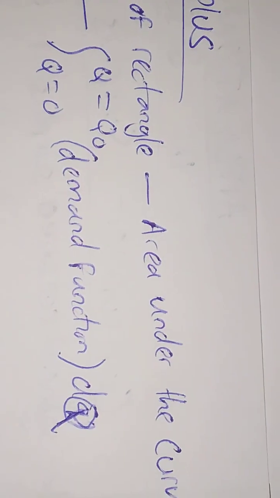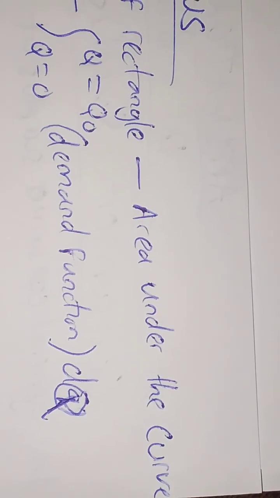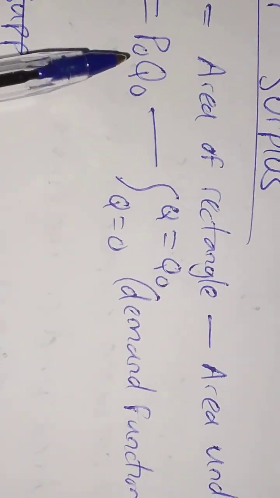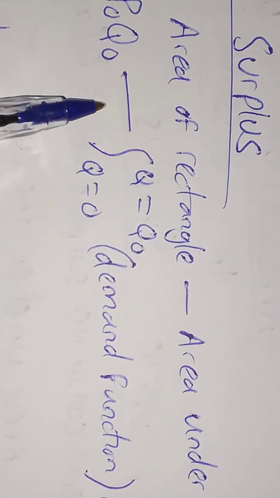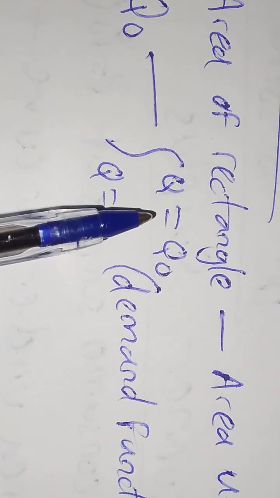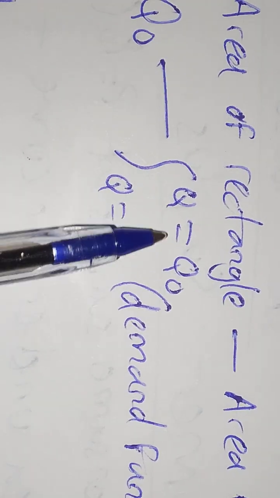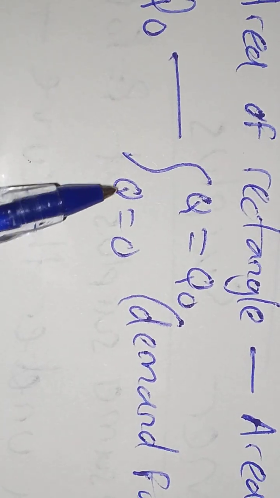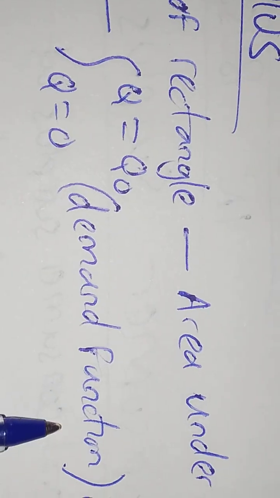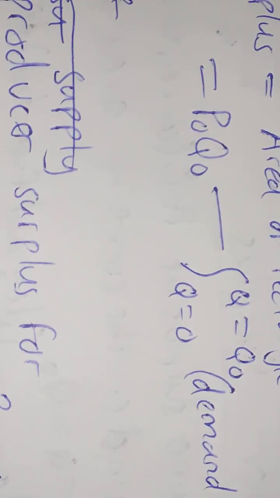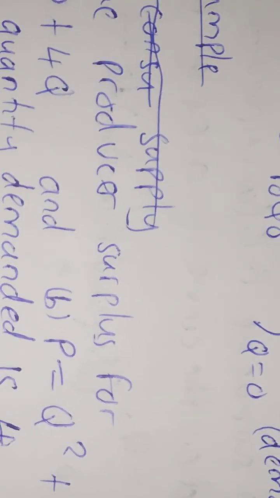So P0, which is the actual market price multiplied by the actual quantity, minus the integral from Q equal to 0 to Q0 of the demand function, which is going to be integrated by dq. So let's do some examples so that you can fully understand what we're talking about.